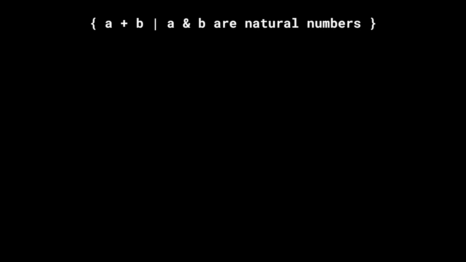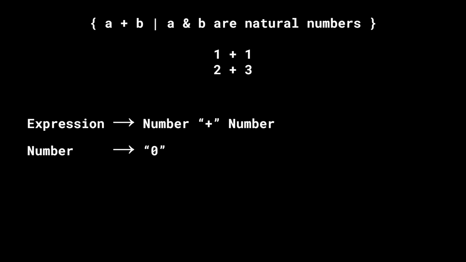For example, if we want to describe the set of all possible additions of two natural numbers, like 1 plus 1 or 2 plus 3, we can use the following rules. An expression is a number plus another number, and a number is 0 or 1 or 2 or 3 or 4 up to infinity. Of course, we are not going to list all numbers. Instead, we can list the first 10 digits, surround them with parentheses, and add a plus sign like this to indicate that there's one or more digits.